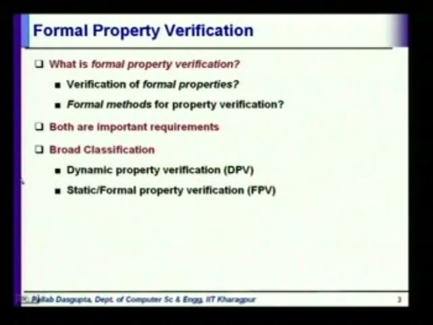So what is formal property verification? It can be interpreted in two ways. One is that it is verification of formal properties. Or it can be interpreted as formal methods for property verification. Typically by formal property verification, we refer to the second one, that is formal methods for property verification. But both of these items are very important requirements in the verification community. So we will broadly use this classification: when we say verification of formal properties over simulation, we will refer to that as dynamic property verification or DPV. And when we refer to static or formal methods for formal property verification, we shall refer to that as FPV or formal property verification.